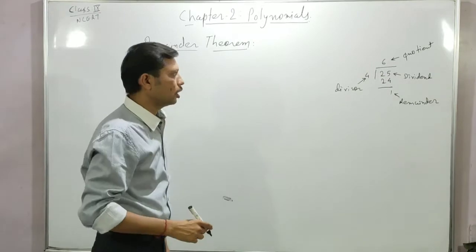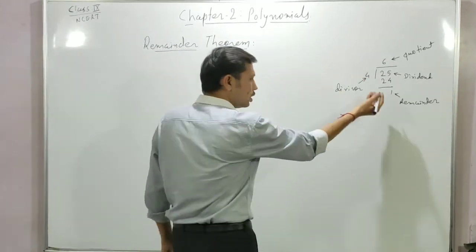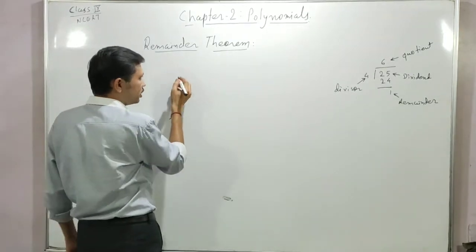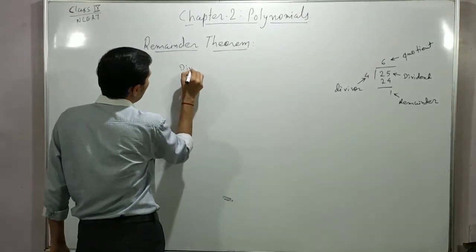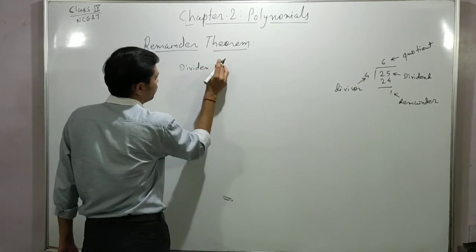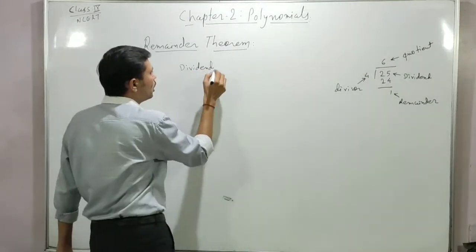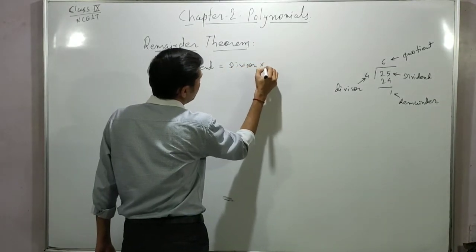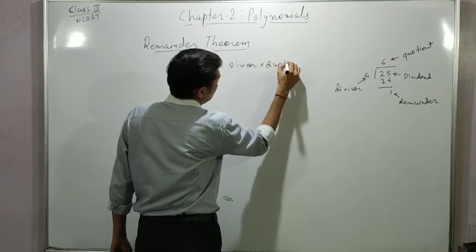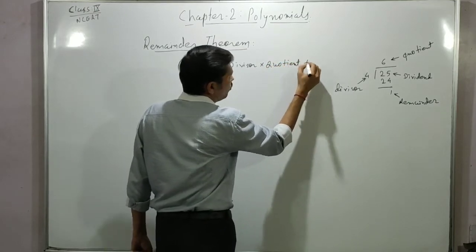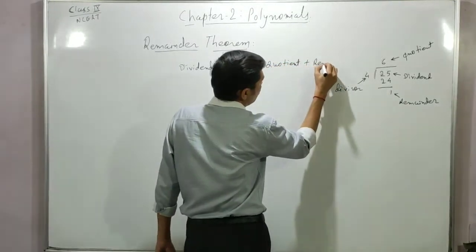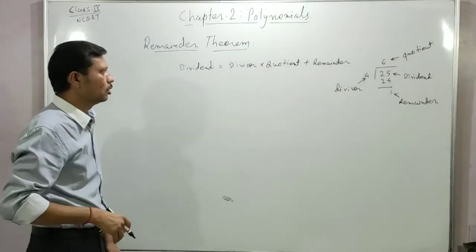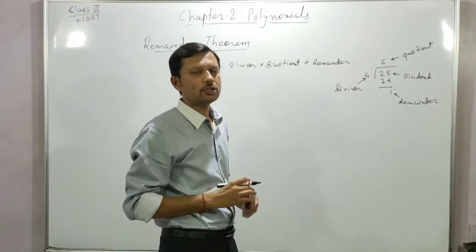Remainder. Right students? So if we have to write this same long division in a normal form, how can we write it? Dividend is equal to divisor multiply quotient plus remainder. Okay students? Now we are studying the chapter polynomials.